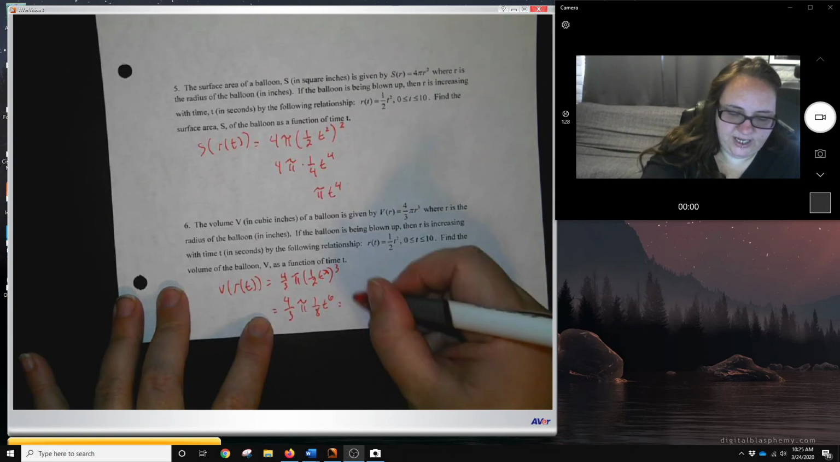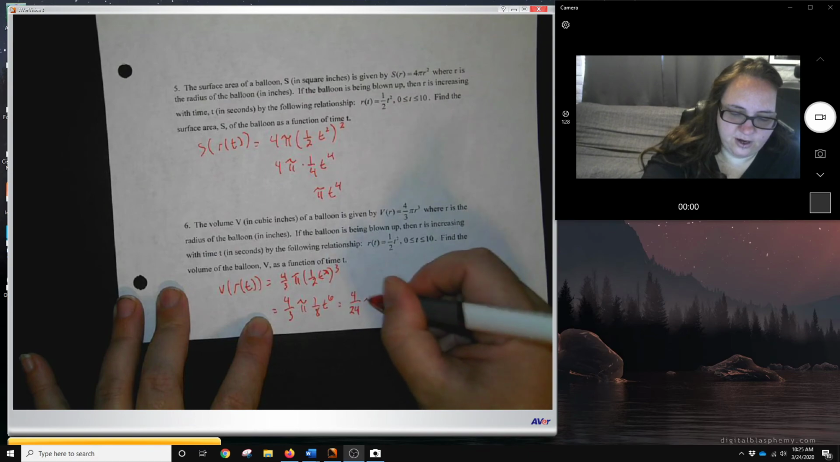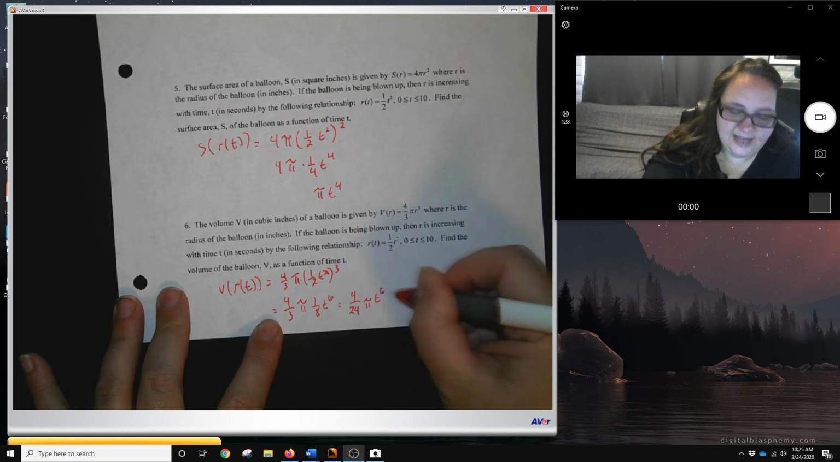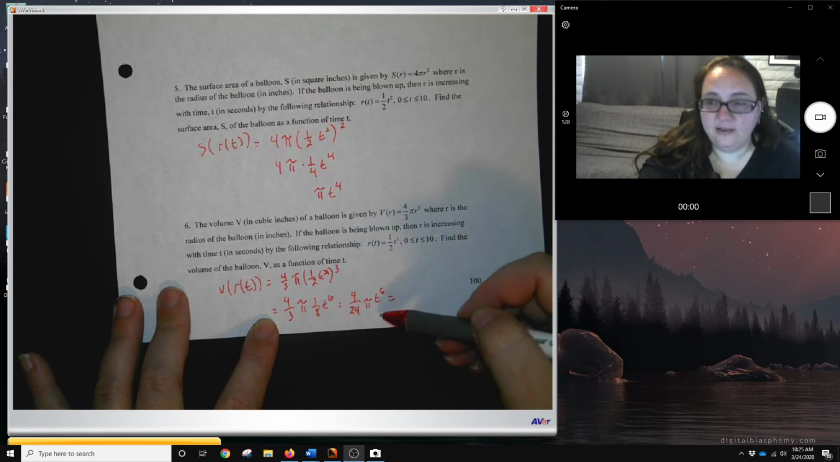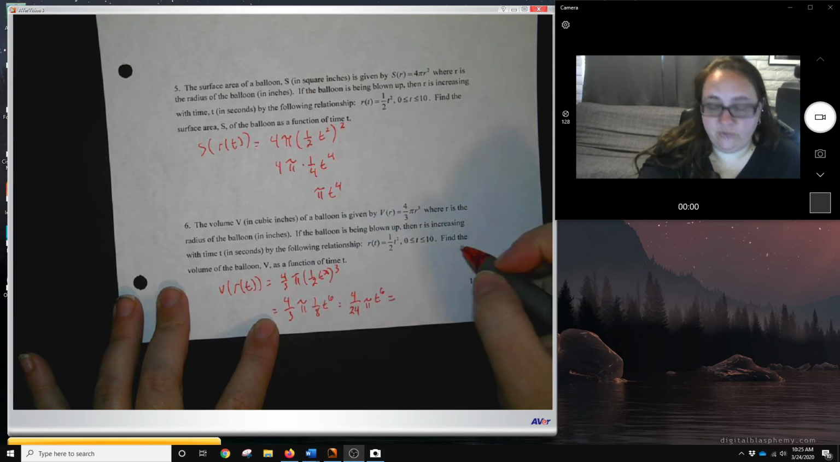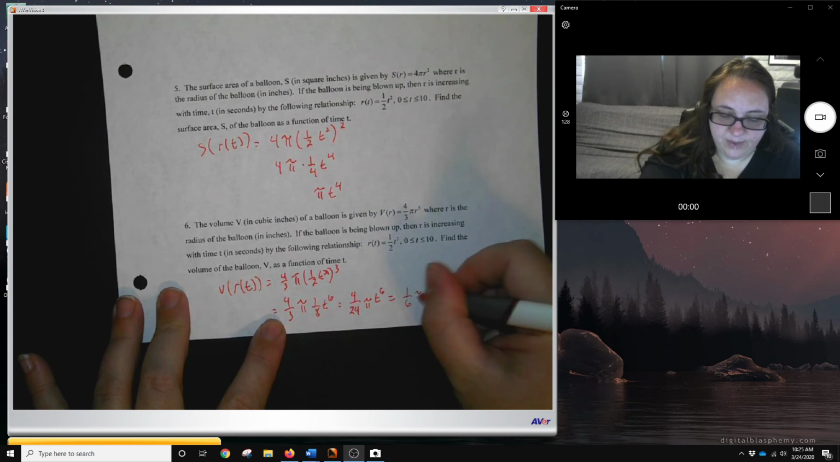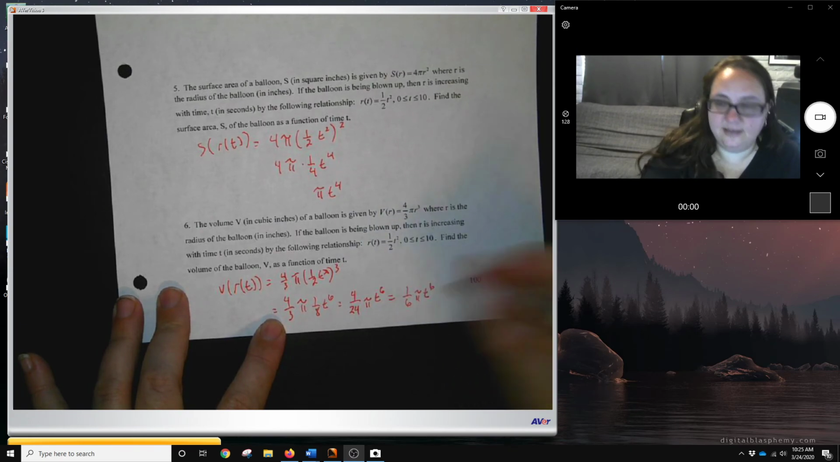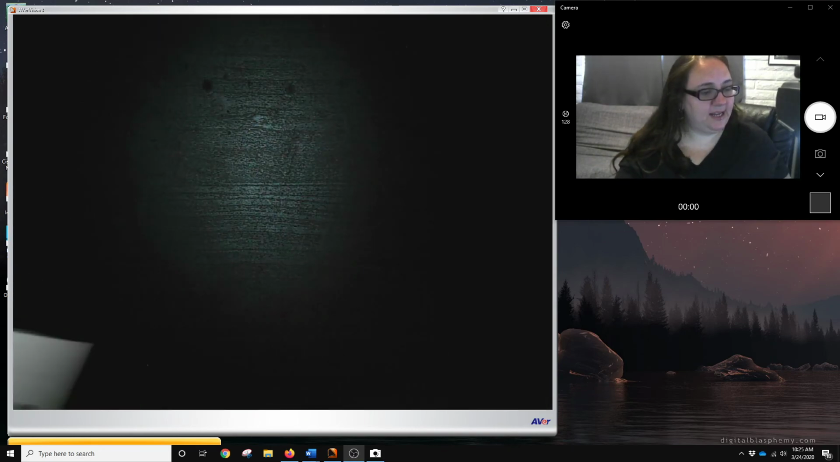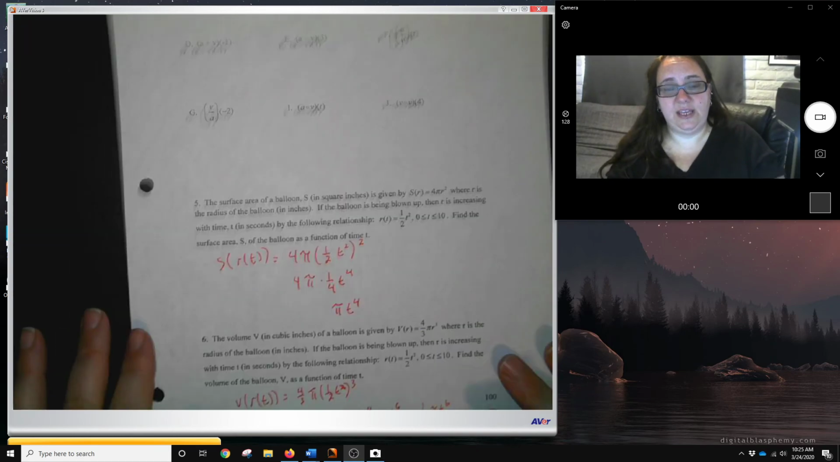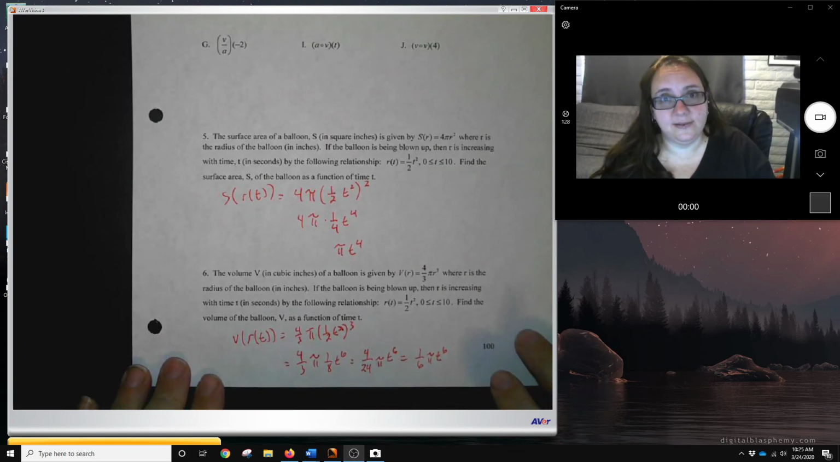which will then be 4/24 pi t to the 6th, right? 4 times 1, 3 times 8, which reduces, so 1/6 pi t to the 6th. So that is the end of the composition section.